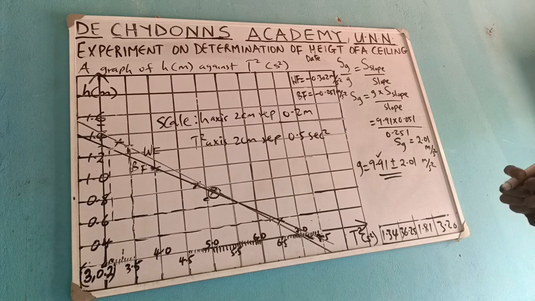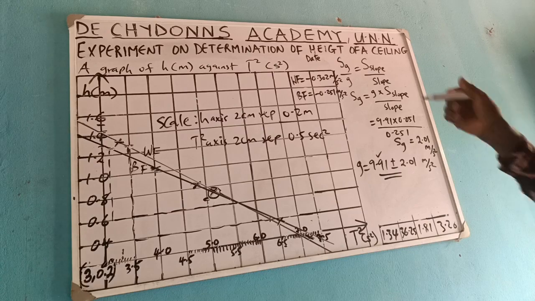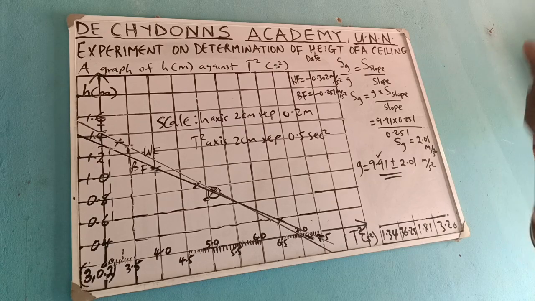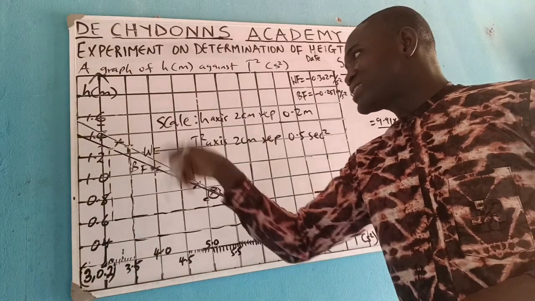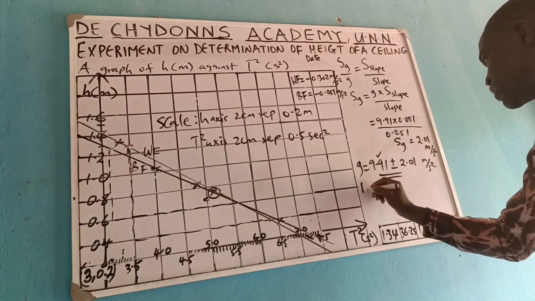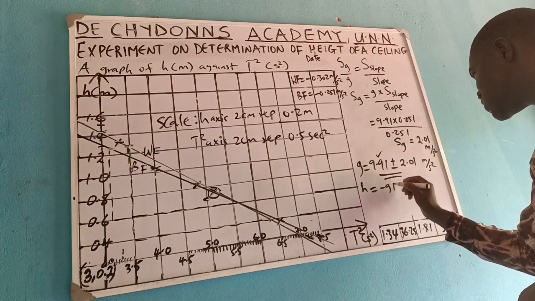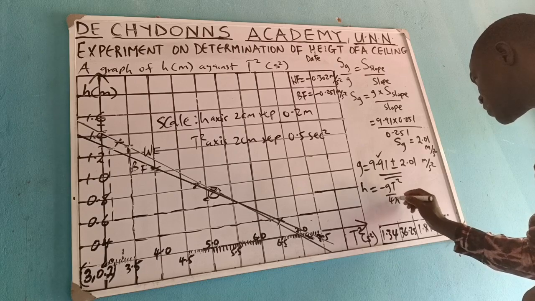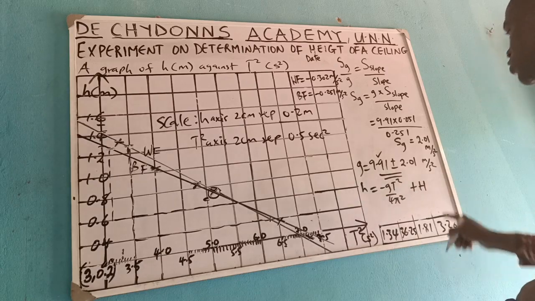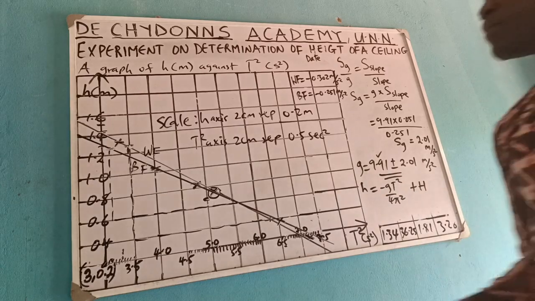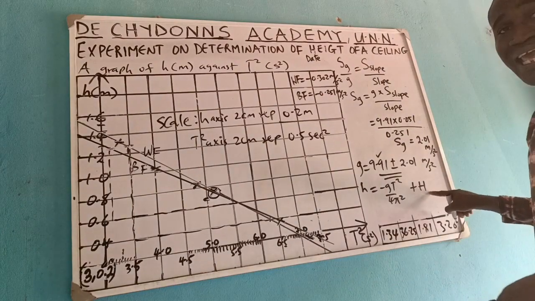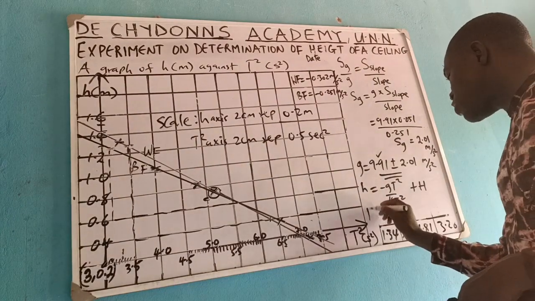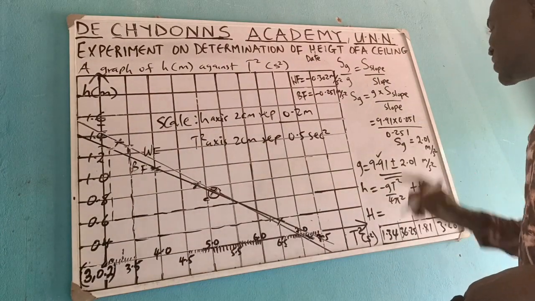Then we go for how to find the height of the room. Height of the room means the intercept. What we got in the intercept represents the height of the room, because that's the h we have. We say this is equal to minus gt square over 4 pi square plus h. So this h means the height of the room, and it represents the intercept.